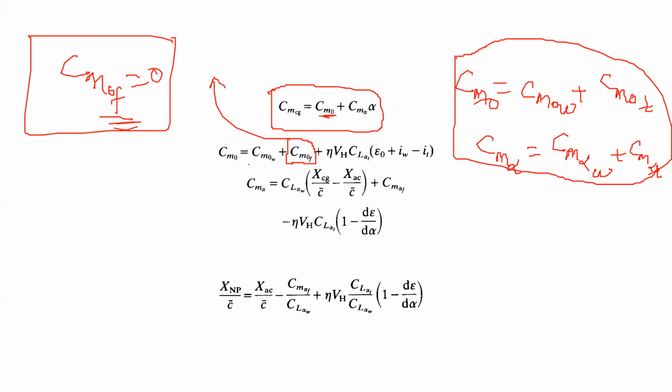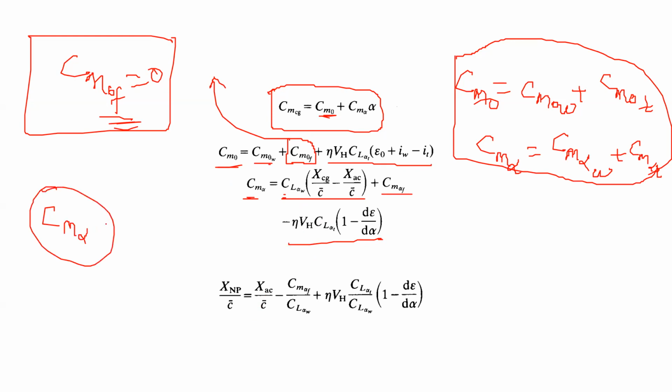So CM naught has this expression: CM naught from the wing, and this expression came from the tail contribution. This is CM alpha. This expression came from the wing, this from the fuselage, and this from the tail. Now, as I told you, you know the expression for CM alpha, the pitching moment slope of the entire aircraft. You know this slope. Let's imagine a scenario when the slope is 0, right? When this slope is 0, what happens?